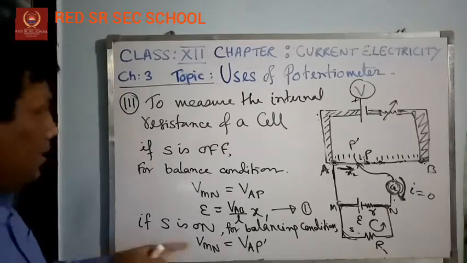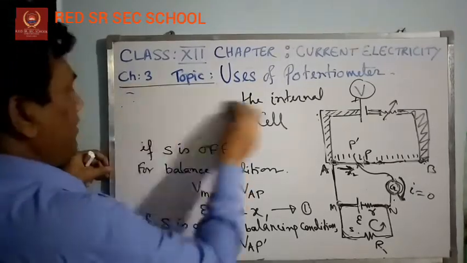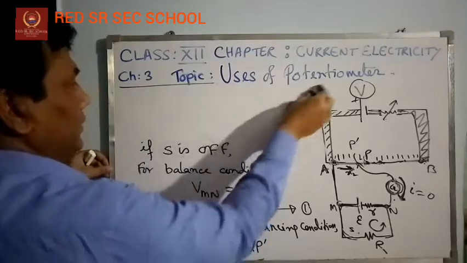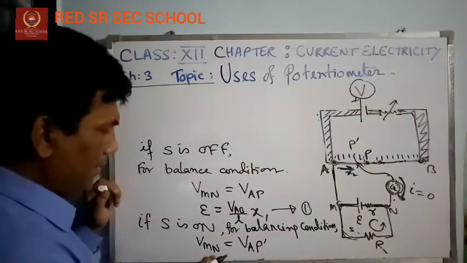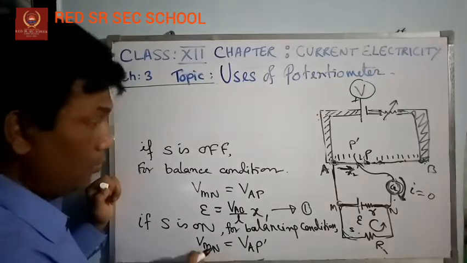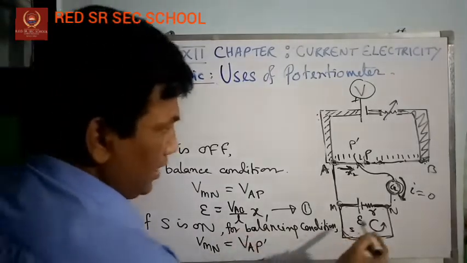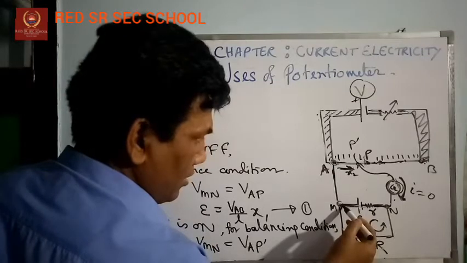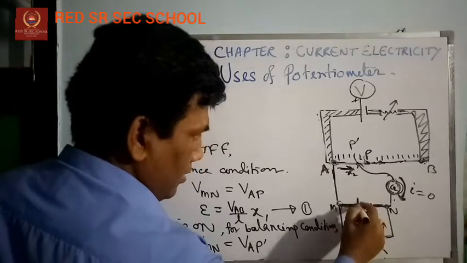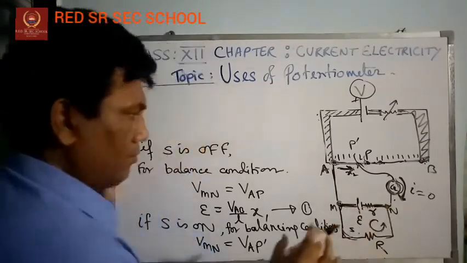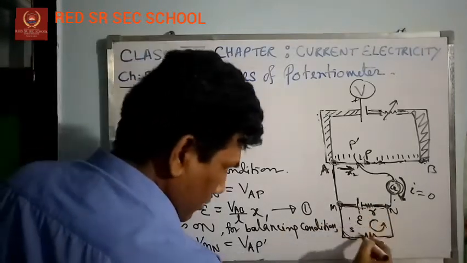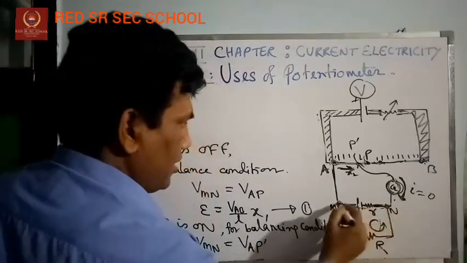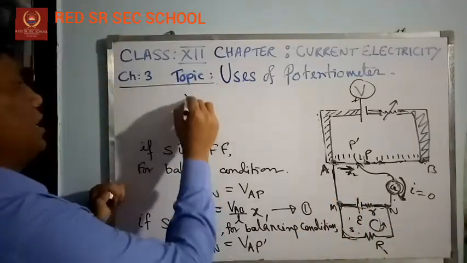Now I have to write here VMN. What is VMN? Can I put now VMN as E? No, because initially no current was flowing through the cell. That is why the potential difference between these 2 points is called EMF. But now current is flowing in the circuit. It means the potential difference between M and N is called terminal voltage.